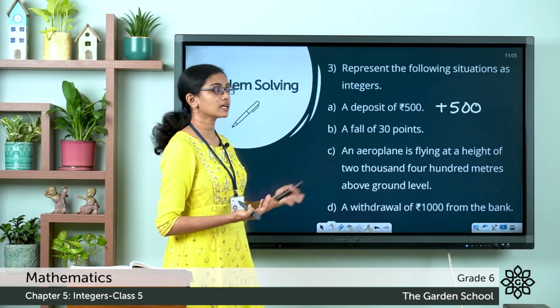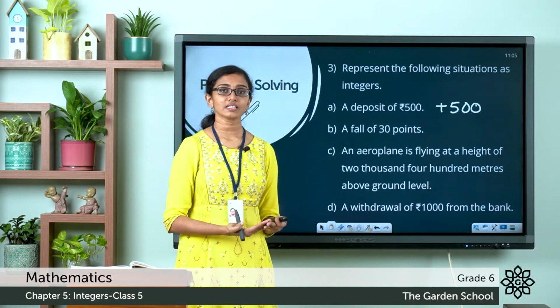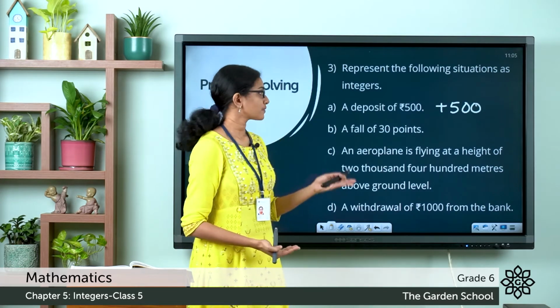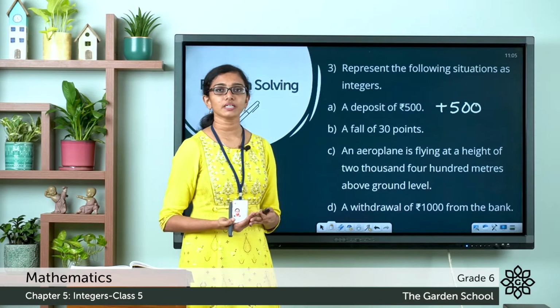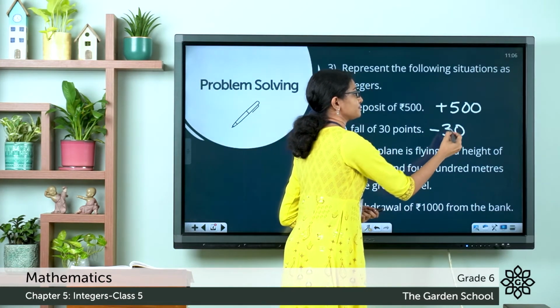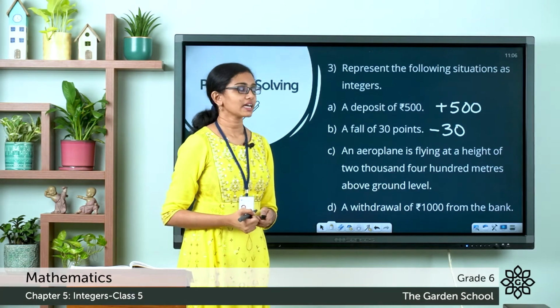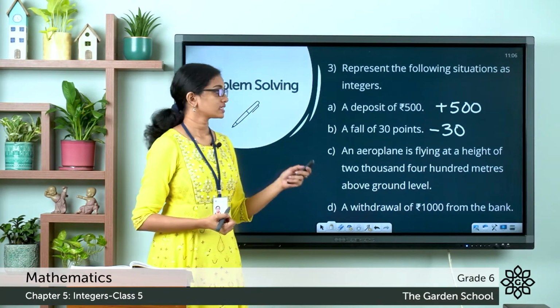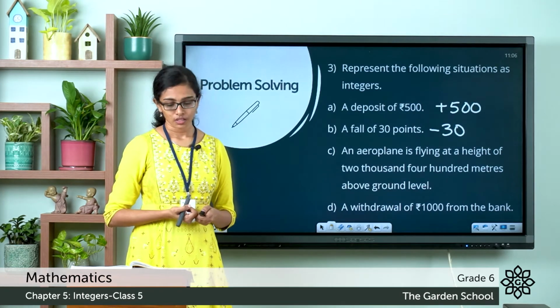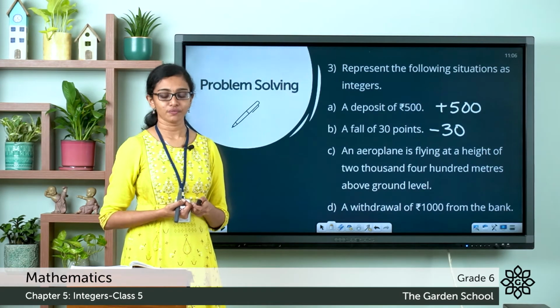Now a fall of 30 points. You see, we have learned we can use negative integers to denote some decrease. So a fall of 30 points can be represented as minus 30. So I hope this is clear. Similarly, write the representation of these situations in terms of integers. So if that is clear, let's move on to the fourth question.